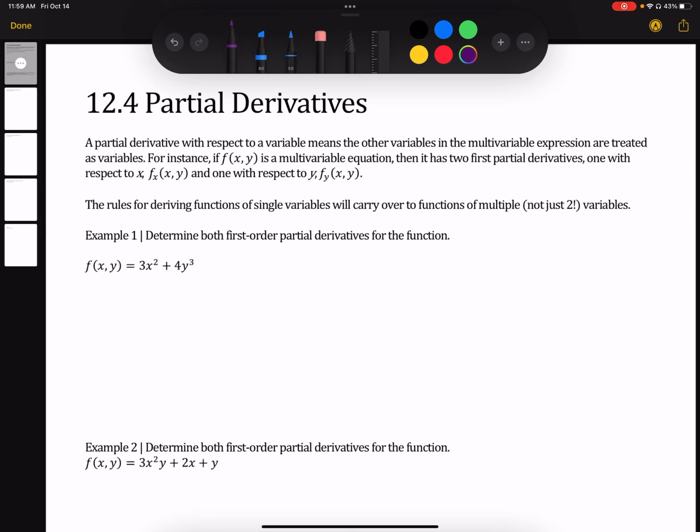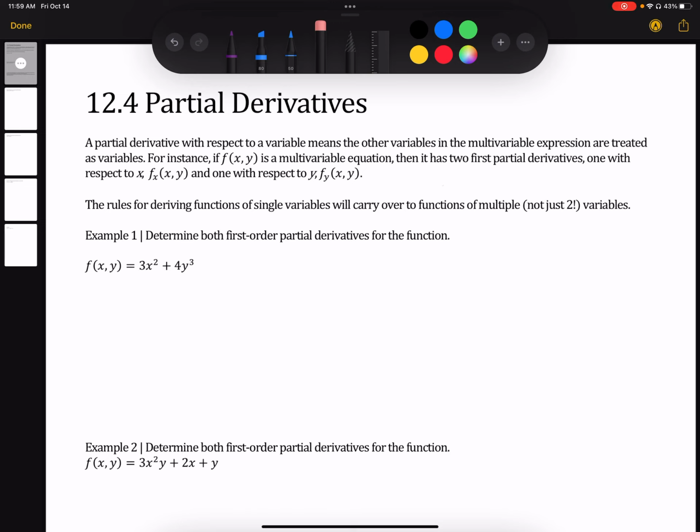So when we see the notation fx of xy, for instance, this is going to mean the first order partial derivative with respect to x, meaning we only differentiate terms that contain an x, and terms that do not contain an x, their derivative is zero because the other terms are considered constants. The derivatives of those terms are considered zero.